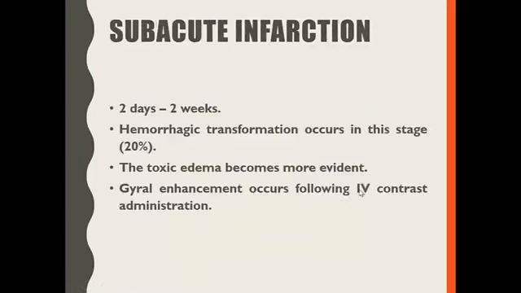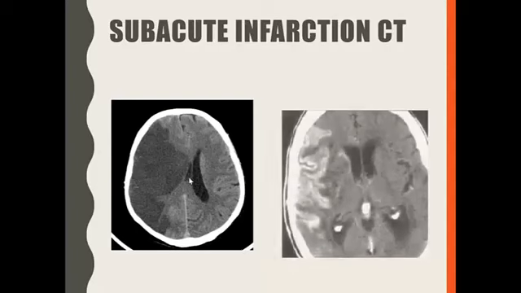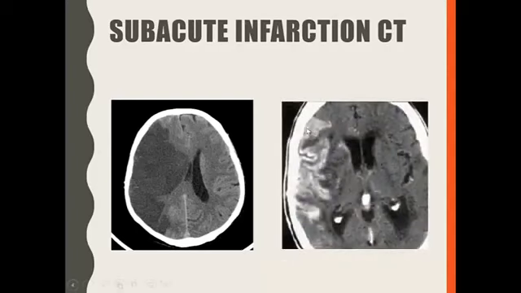Subacute infarction is an infarction from 2 days up to 2 weeks, and at this stage hemorrhagic transformation may occur. Also, the cytotoxic edema becomes more evident, and it can cause mass effect, and if you inject contrast you will get a gyral enhancement. An example of subacute infarction here is a right frontoparietal subacute infarction with mass effect and compression of the ipsilateral lateral ventricle. Another case here, after contrast injection, you can now appreciate the gyral enhancement pattern.